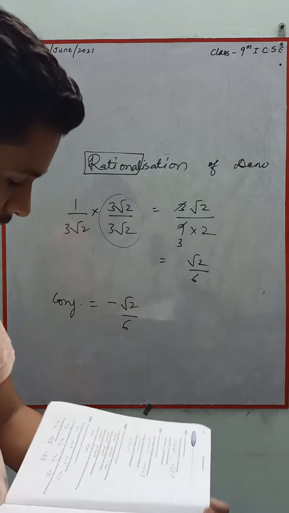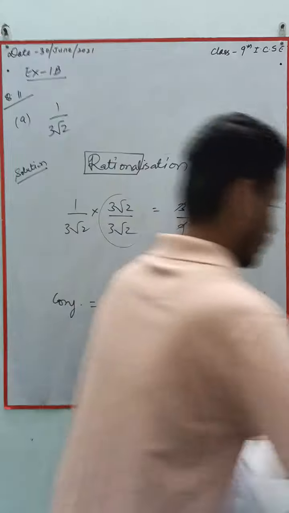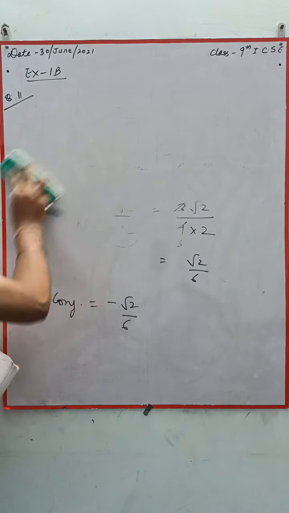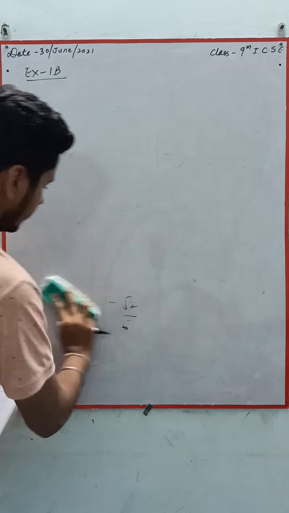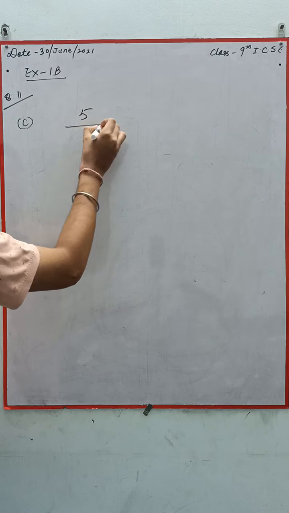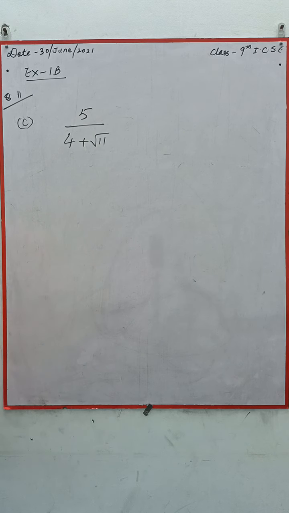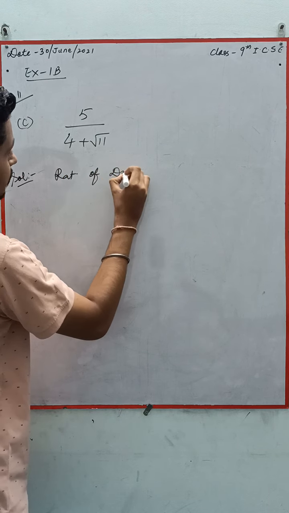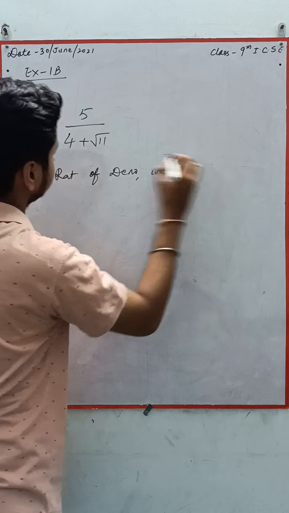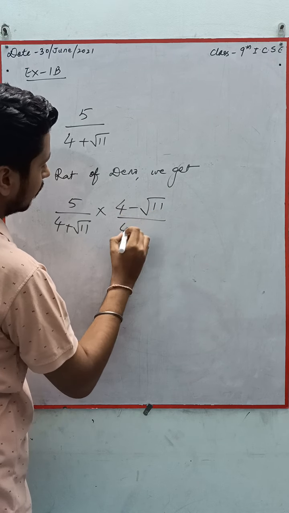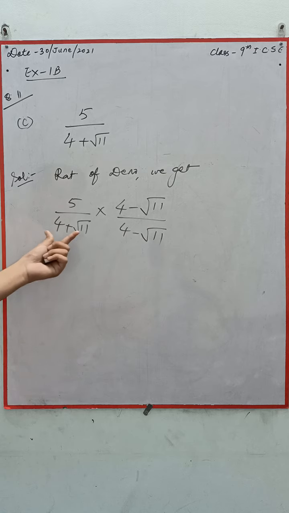Now let's come to the C1. So question number C. You can pause the video and write this solution, okay? 5 upon 4 plus root 11. This is the question. So solution, you will write rationalization of denominator. We get 5 upon 4 plus root 11 into 4 minus root 11 upon 4 minus root 11.